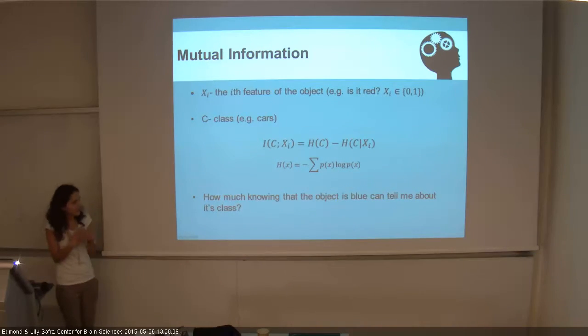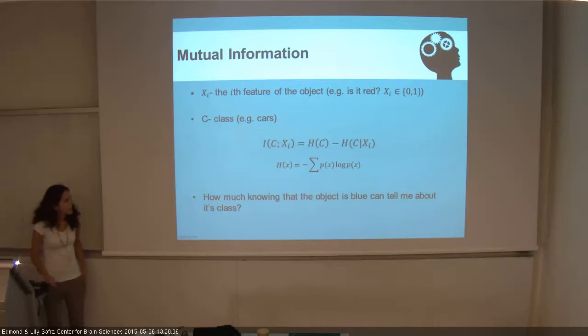the entropy. The entropy is how much we don't know about the class. So I'm looking at an image now and I don't know anything about this class. Now I know that the object in the image is red. How much do I know about this class now? Now I know that the object is big. How much do I know about this class now? So this is the mutual information. And P of X is the probability, how many cars are red?